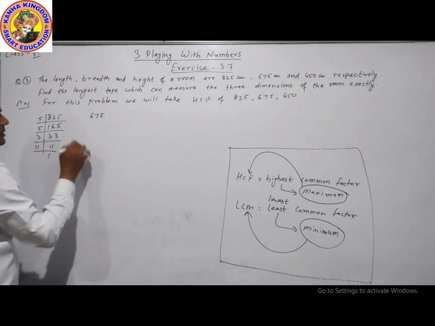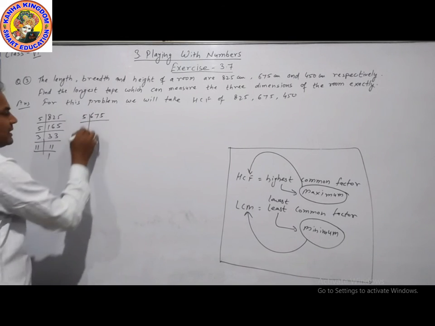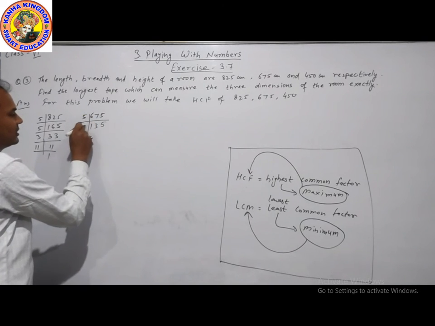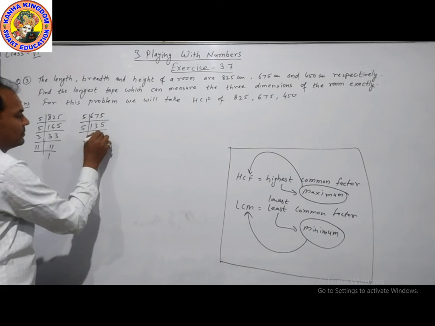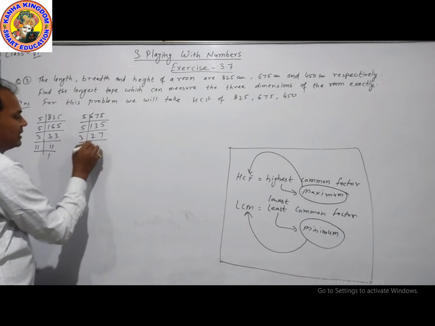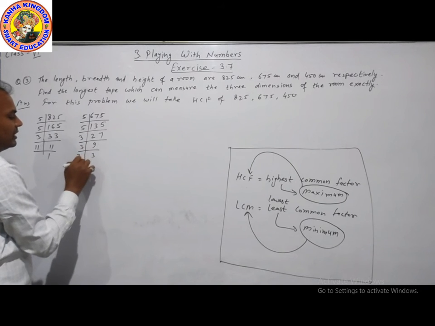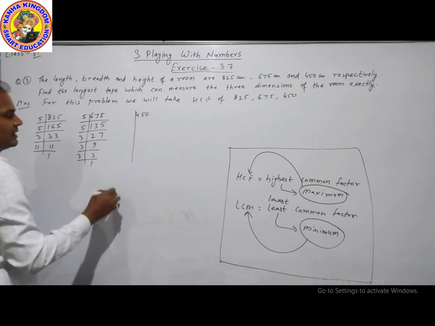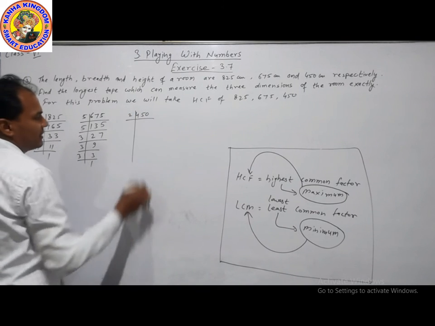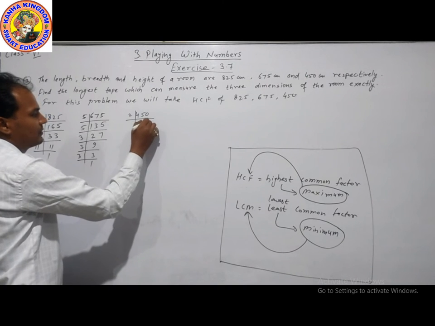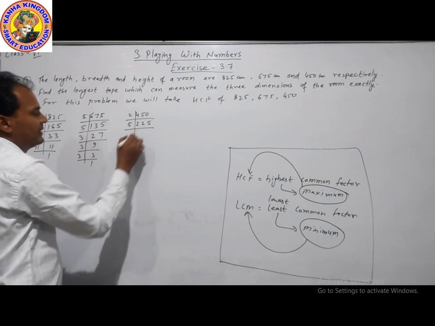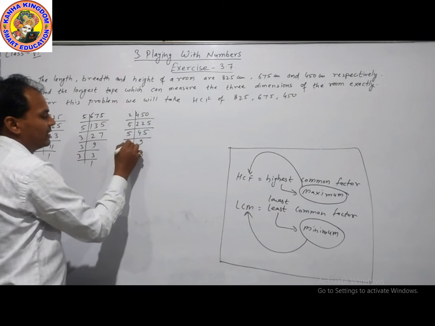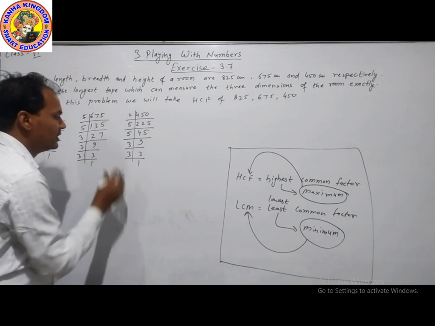Now taking 675. First of all, we will divide by 5, then again by 5, then dividing by 3, 9, 3, 1. These are the prime factors. Now 450. First of all, divide by 2, then by 5, then again by 5, 9, 3, 1. These are the factors.